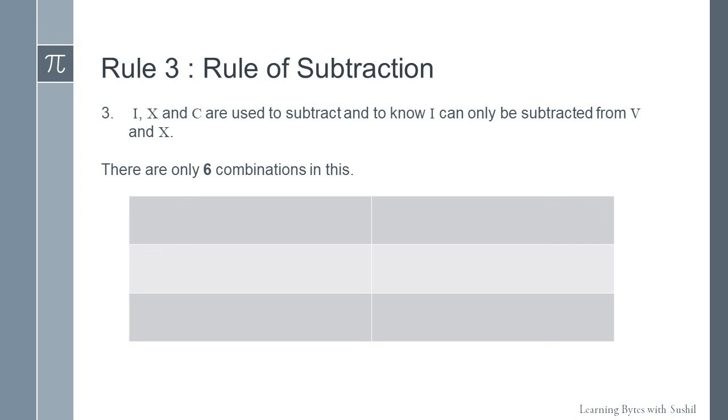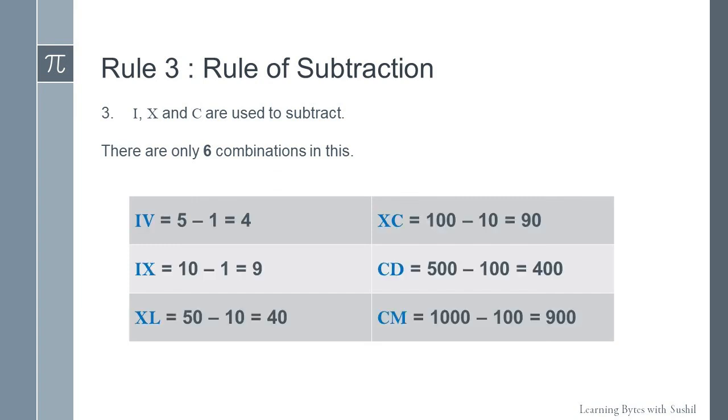Third, I, X and C are only used to subtract. Okay, I, X and C can be used to subtract. So if we want to know the scenarios, there are overall 6 combinations of it. Okay, let's look at those. IV will be 4, IX will be 9, XL will be 40, XC will be 90, CD will be 400, and CM, which is 1000 minus 100, it is 900.